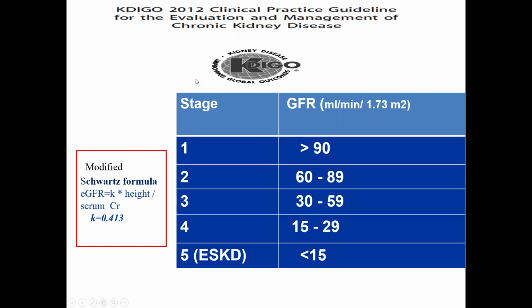Now, if you look at the Kidney Disease Improving Global Outcomes guidelines, which were provided in 2012, these further subdivide CKD into 5 stages based on the GFR. In the early stages, GFR of more than 90 is stage 1, between 60 to 89 is stage 2, between 30 to 59 is stage 3, and 15 to 29 constitutes CKD 4, whereas less than 15 is now defined as end stage kidney disease.